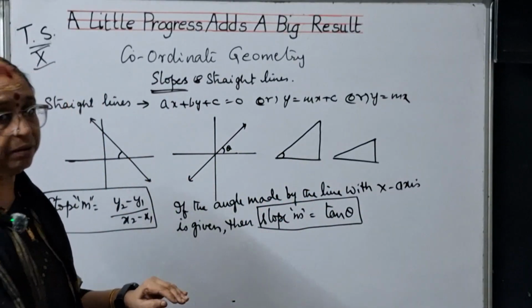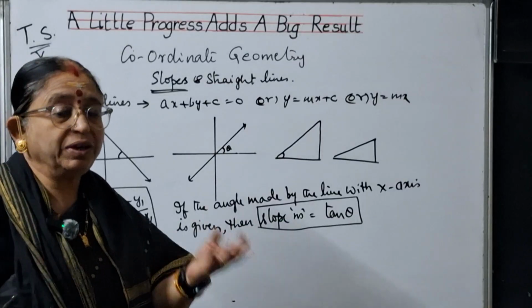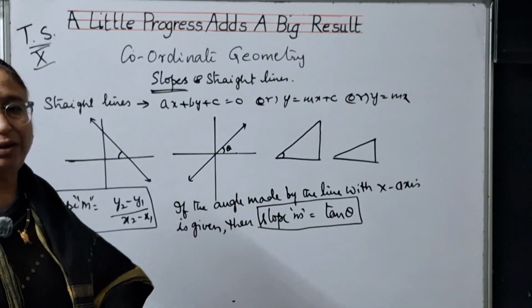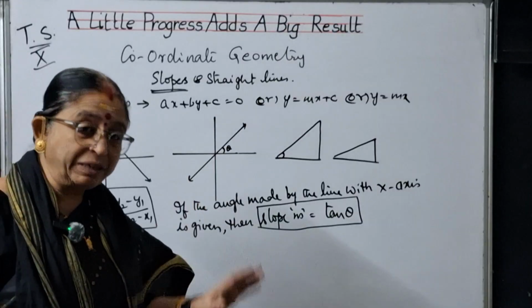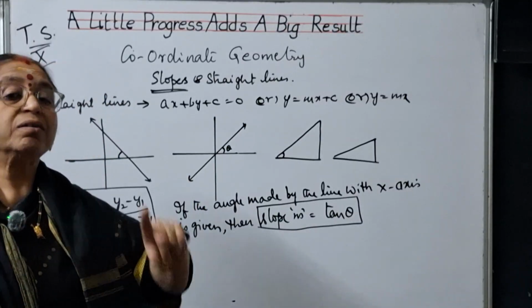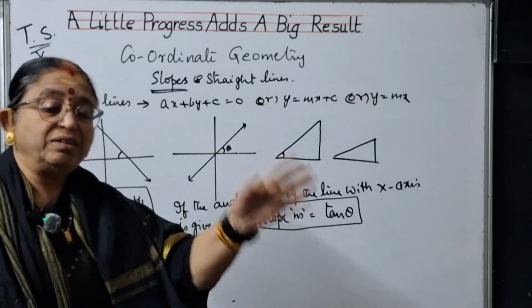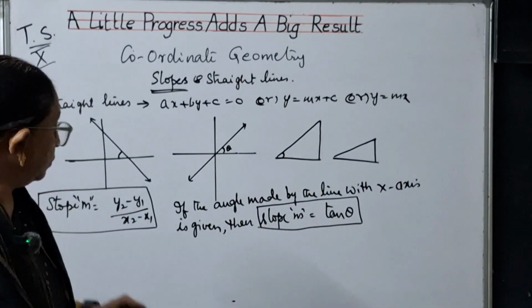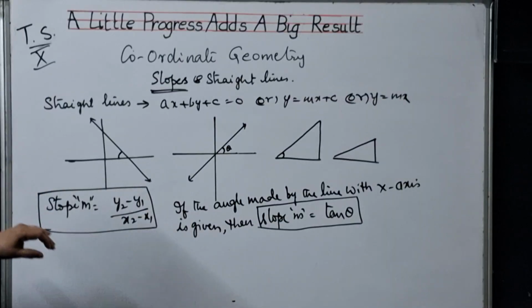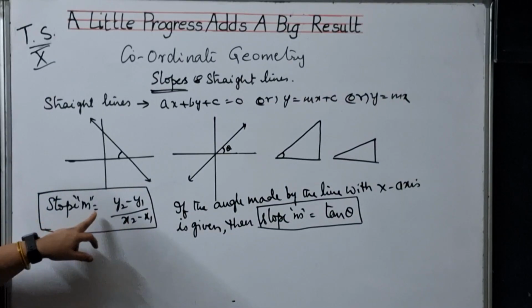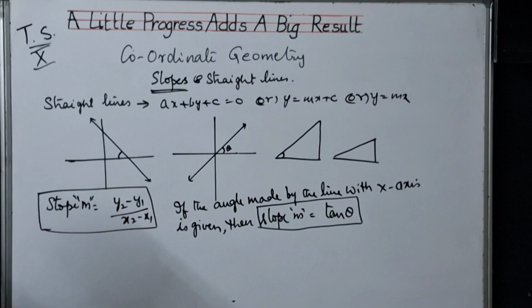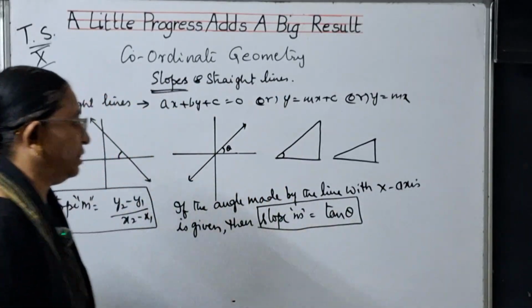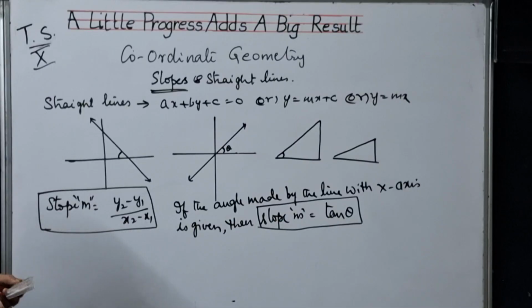In some problems, they will give you the angle and you need to find out the slope. You need to find the measure of the angle that they have given, and for tan theta, what is its value? If you find that out, you will get the slope. So this is how, children, you can determine slope, where m is equal to y2 minus y1 by x2 minus x1, or if the angle is given, slope is equal to tan theta. This is a small introduction, children.